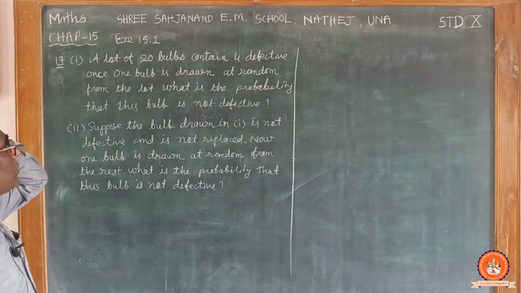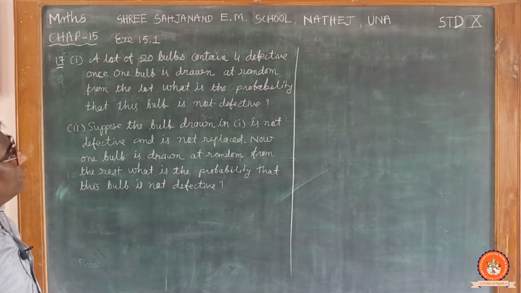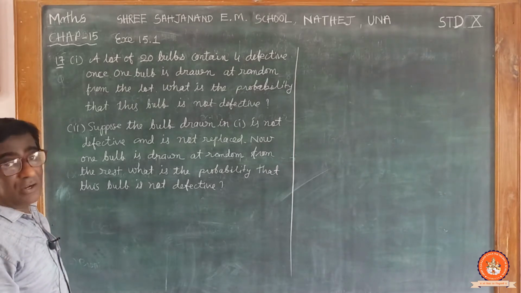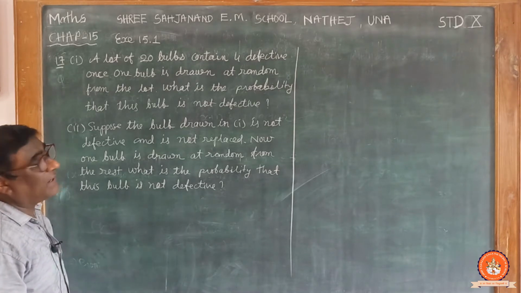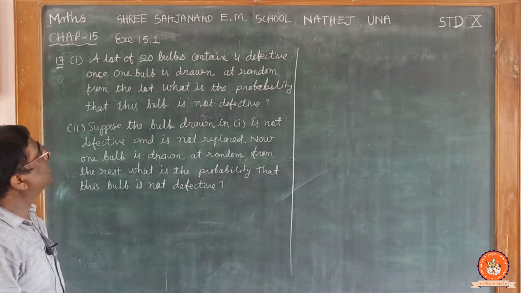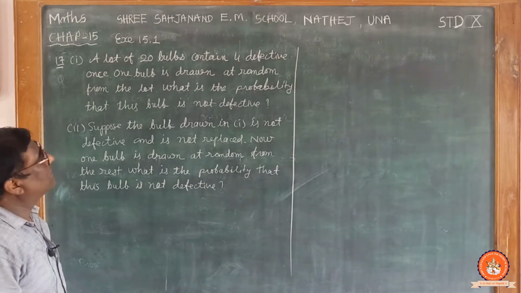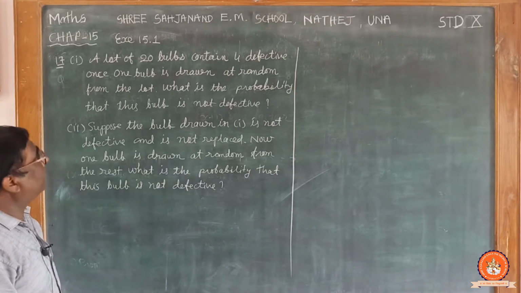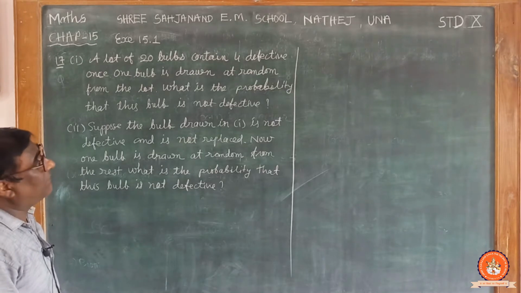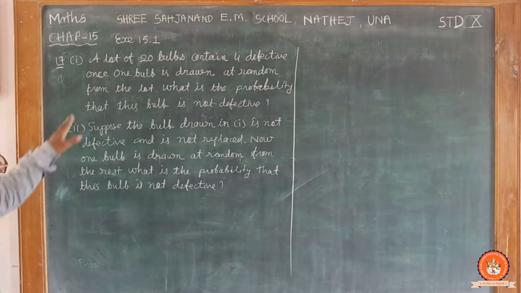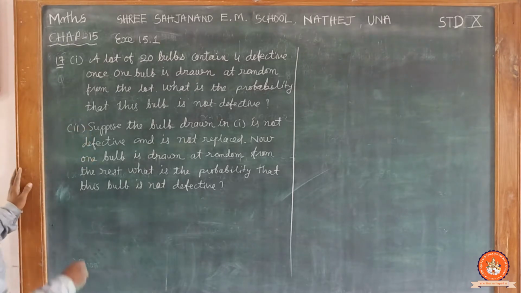A lot of 20 bulbs contains 4 defective bulbs. 20 bulbs का एक लॉट है, उसमें 4 defective हैं, so बाकी के non-defective. One bulb is drawn at random from the lot. What is the probability that the bulb is not defective? ये bulb defective नहीं है, इसकी probability. Okay, so पहले ये करें, बाद में ये हम सोचेंगे.